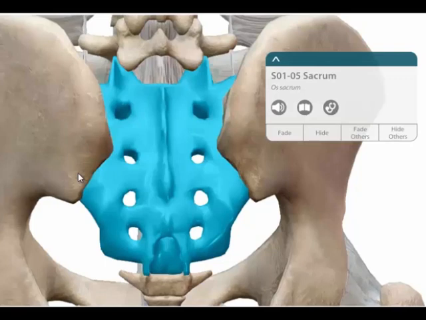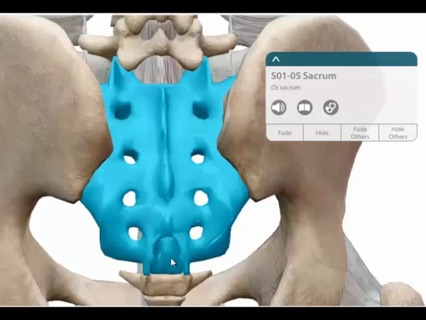The sacrum is positioned between the 2 iliac crests at the back of the pelvis, and it links the upper body to the lower body via the sacroiliac joint, which is the joint here where the sacrum meets the iliac crest. This joint aids with the distribution and transmission of weight of the body down onto the hips and the legs.